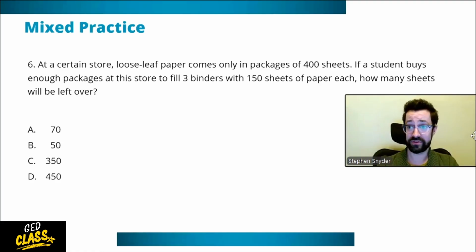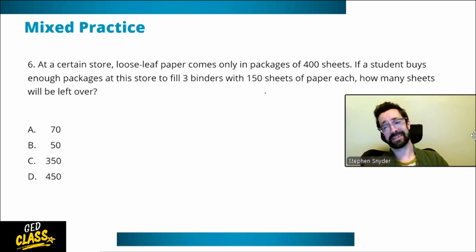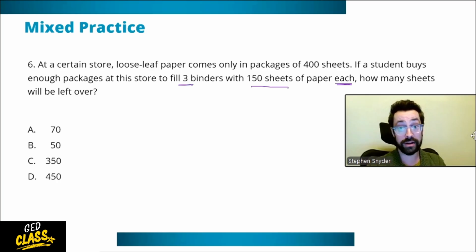I'm sorry to say for this poor boy, he's going to have a lot left over. He's going to wish they came in smaller packages. But let's first figure out how many sheets he's going to need, y'all. This is the same thing we just did with the ounces. If it's 150 sheets of paper each, and there are going to be 3 of them, how many sheets of paper does he need?